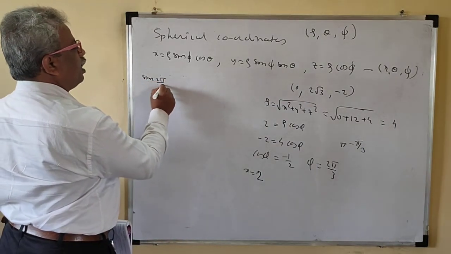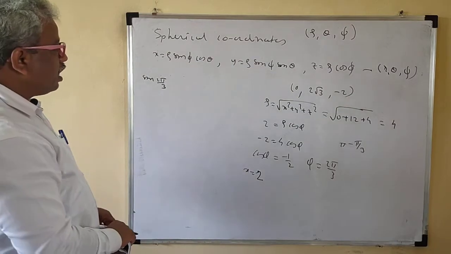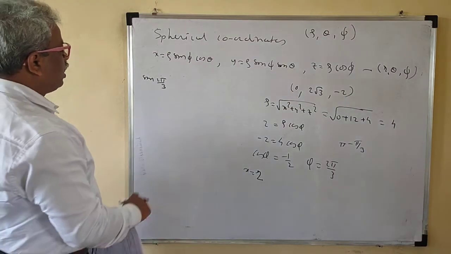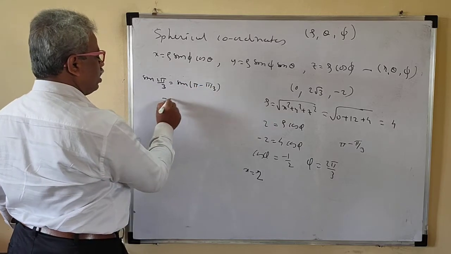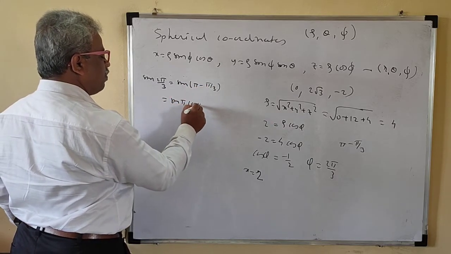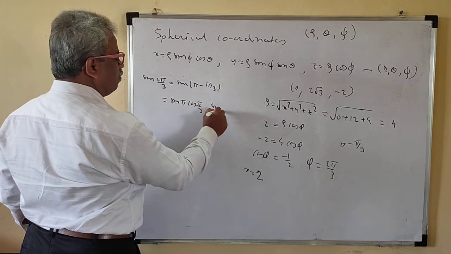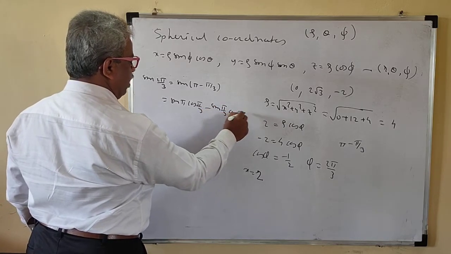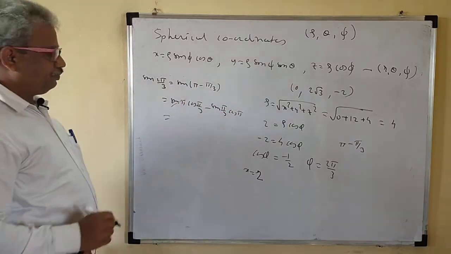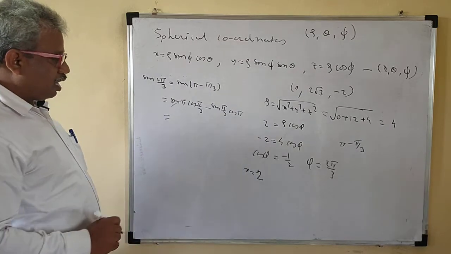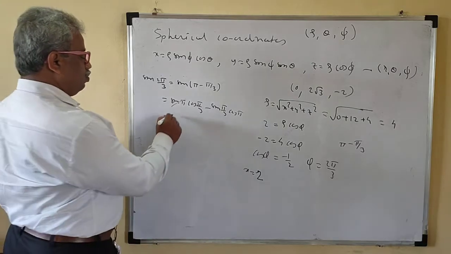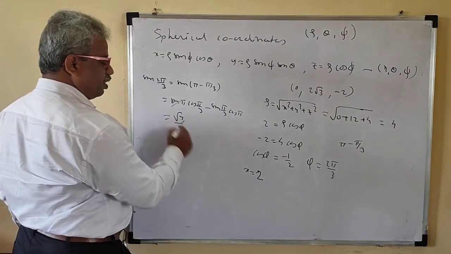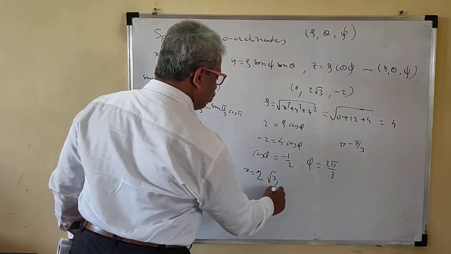Sin 2 pi by 3. We are interested in theta now. We get phi now. Sin 2 pi by 3, this is what? Sin of pi minus pi by 3. So this is sin pi cos pi by 3 minus sin pi by 3 cos pi. Sin pi is 0, cos pi is minus 1. Sin pi by 3 means sin 60, and sin 60 is root 3 by 2. So this becomes plus root 3 by 2.